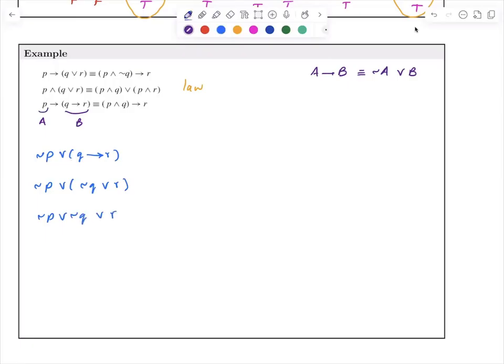Let's take a look at the right-hand side. This is my A and this is my B. So on the right-hand side, I have not A, not P and Q or R. So by De Morgan's law, you just need to distribute negation into the parentheses. You get not P or not Q or R, but this is nothing but not P or not Q or R. So as you can see, these two are equivalent to each other. So this is the way that we basically work with different types of statements showing they are equivalent or not.